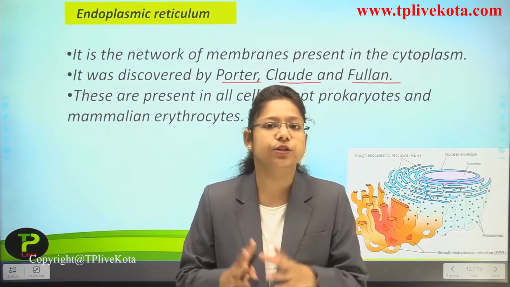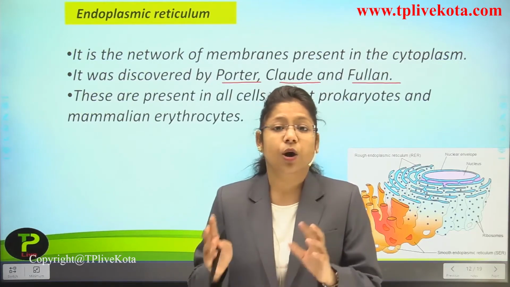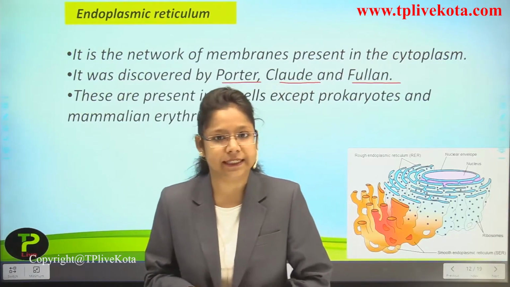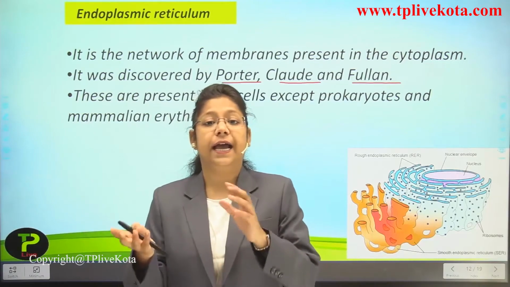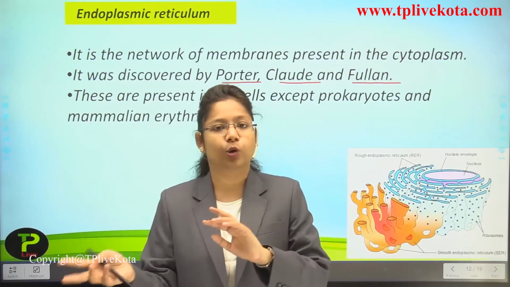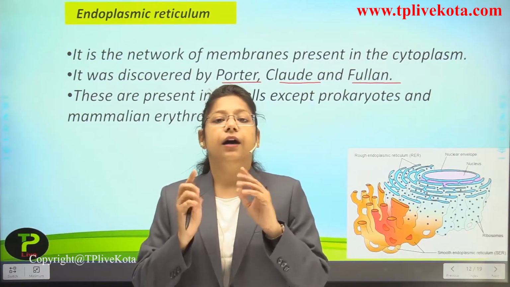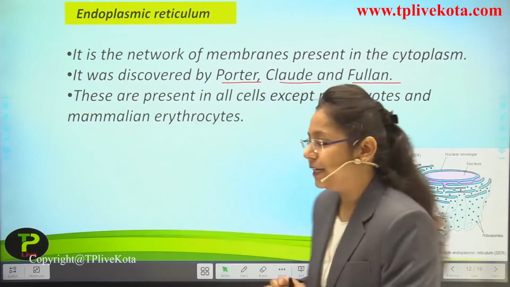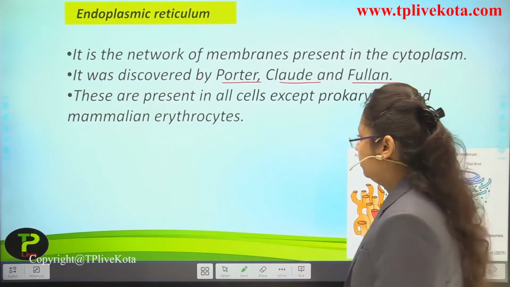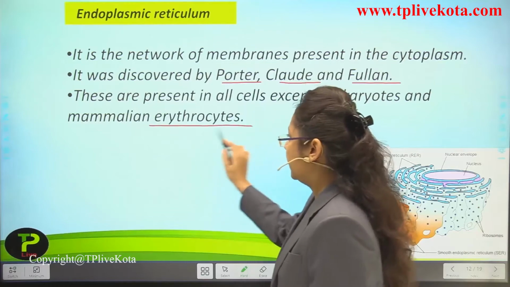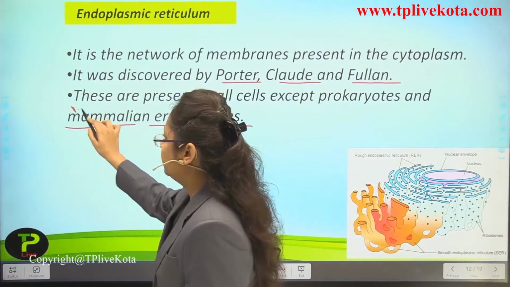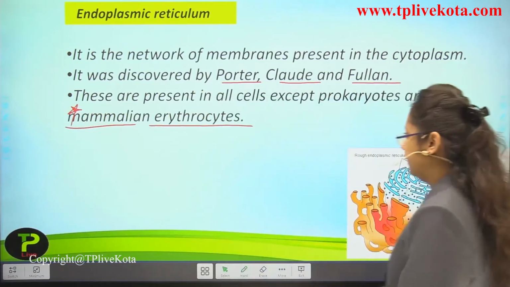As I told you, the mature RBCs lose all the cell organelles which are present inside them. So mitochondria as well as endoplasmic reticulum are both absent inside the RBCs, that is erythrocytes of mammals. So in mammalian erythrocytes, it is absent. You have to remember this thing. Put a star mark over this line.